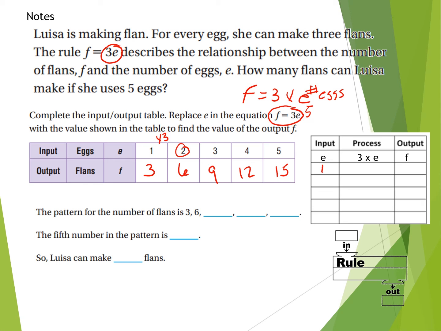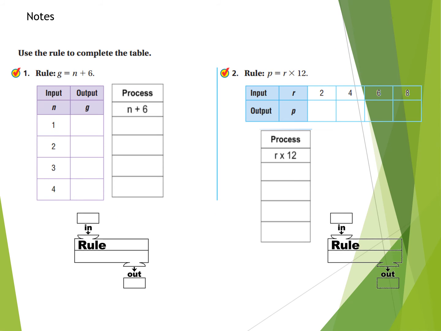So here, if E is 1, 3, and 5, change the 1, 3, and 5. Multiply them all by 3. I get 3 flan, 9 flan, and 15 flan. So my pattern continues 3, 6, 9, 12, 15. The fifth number in the pattern is 15, so she can make 15 flan with 5 eggs. Pretty simple. All right. So here, my rule is G equals N plus 6.